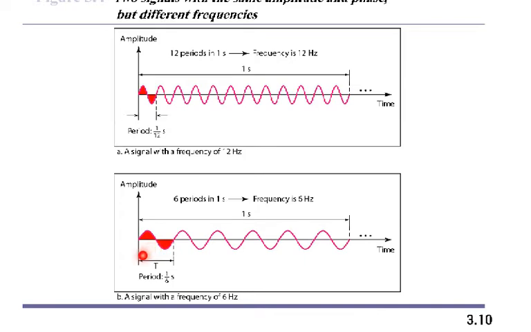Right? So if the cycle duration is low, this means the frequency of the signal is high. Why? Because they are inversely proportional, right? Frequency is 1 over the cycle duration. So if the cycle duration is less, the frequency is high. Okay?